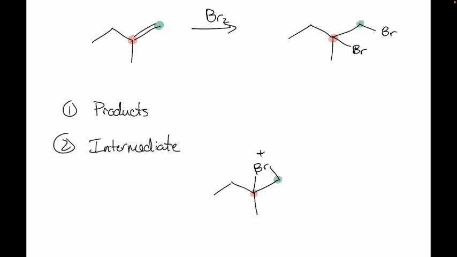All right, so for these reactions, we want to be able to draw our product as well as the intermediate, that cyclic bromonium ion. All right, we'll work our way through the rest of that reaction wheel next class.